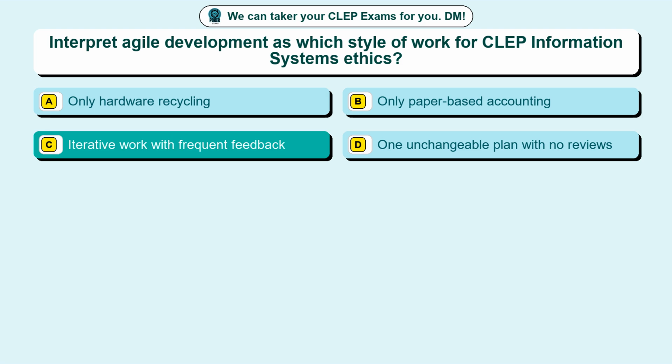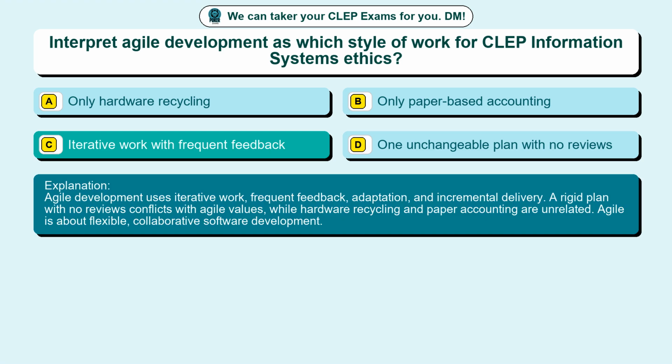The correct answer is option C. Iterative work with frequent feedback. Agile development uses iterative work, frequent feedback, adaptation, and incremental delivery. A rigid plan with no reviews conflicts with agile values, while hardware recycling and paper accounting are unrelated. Agile is about flexible, collaborative software development.